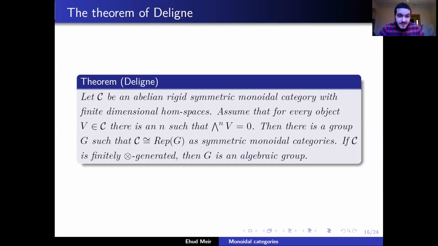If, moreover, the category C is finitely tensor generated, then G is an algebraic group. So it will be something like, think about it as a Zariski closed subgroup of GL_N. It can be, for example, O_N, Sp_2N, and so on.